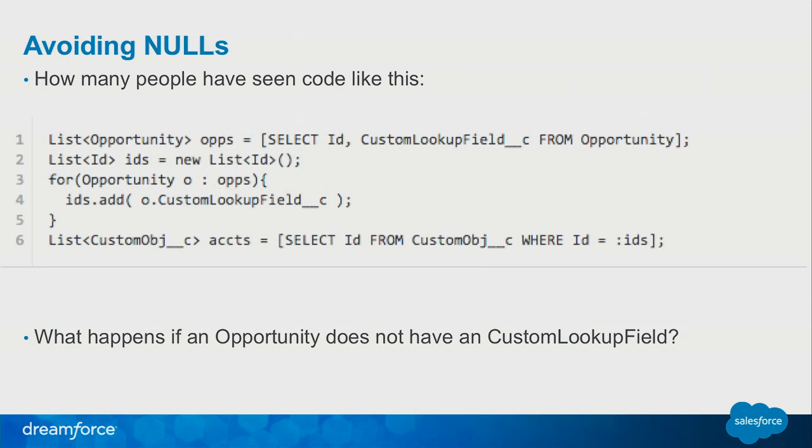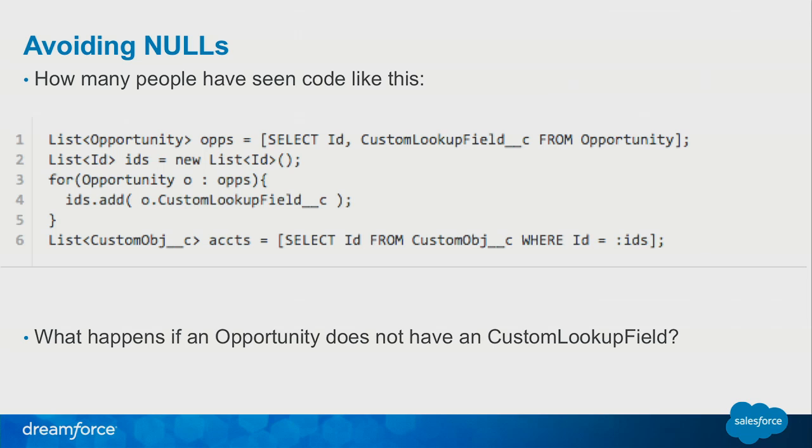The other common pitfall we're going to talk about is avoiding nulls. Who's seen code like this? You're going to select something, find a custom lookup field from the opportunity, iterate over all of them, and add them. So what happens if that lookup field's blank, and you just added a null value to that list? This is very, very simple.